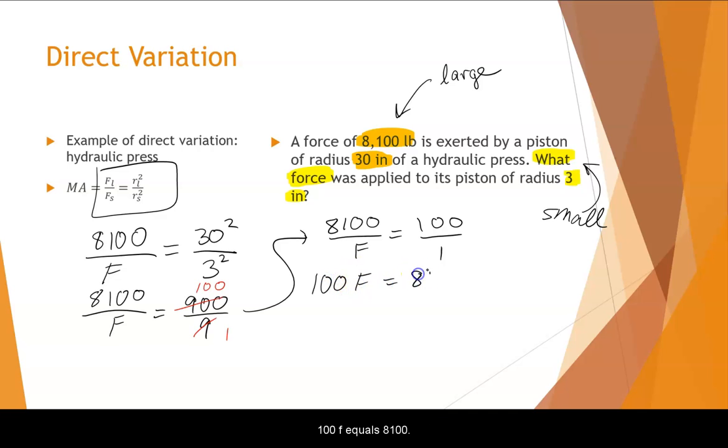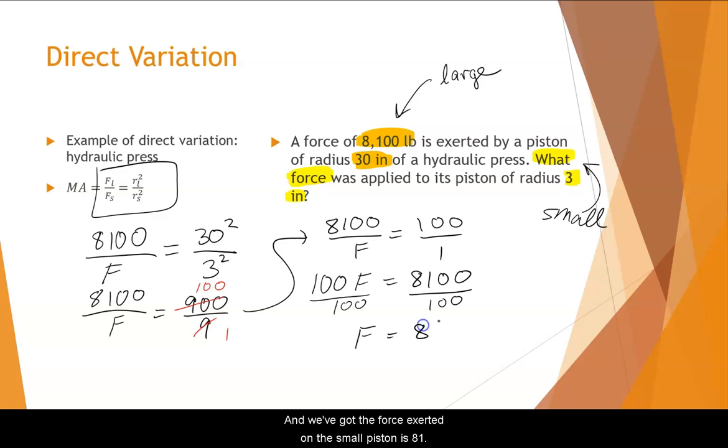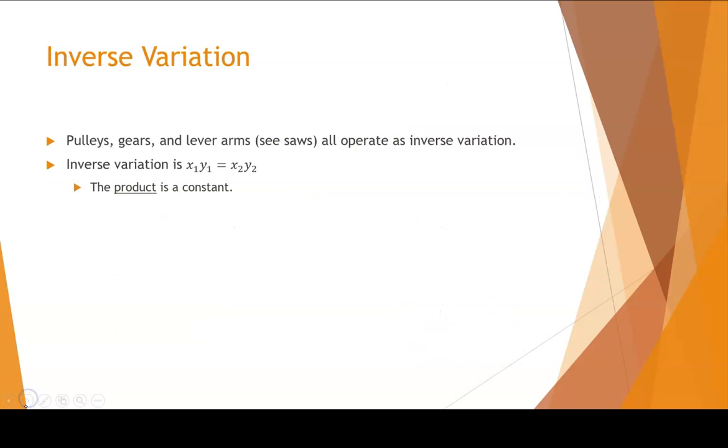100F equals 8,100. Divide both sides by 100. And we've got the force exerted on the small piston is 81. And that is 81 pounds. Inverse variation. And I know this is a longer video. Pulleys, gears, and levers, or seesaws, all operate as inverse variation. Remember that in inverse variation, the product is constant. x1 y1 equals x2 y2.